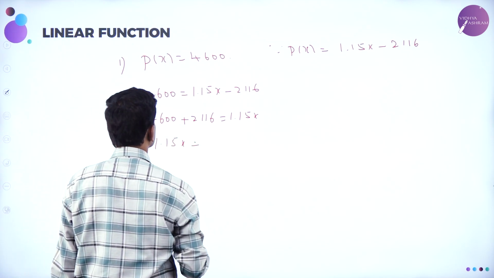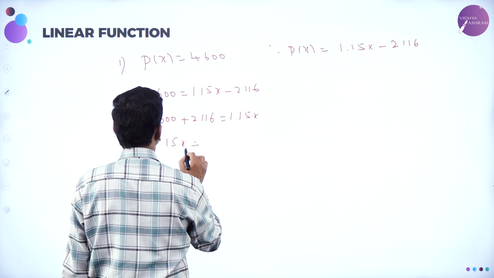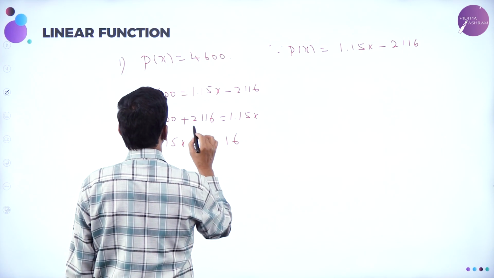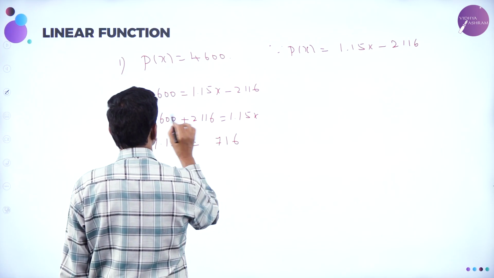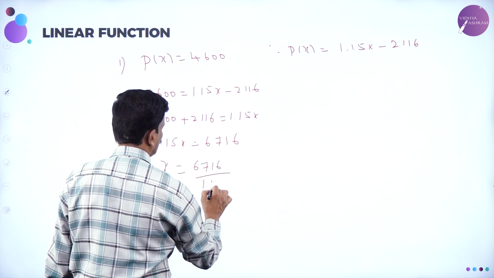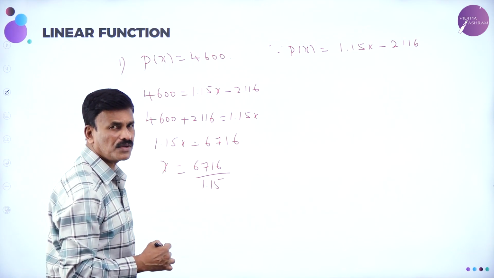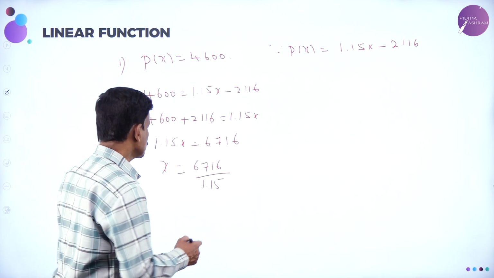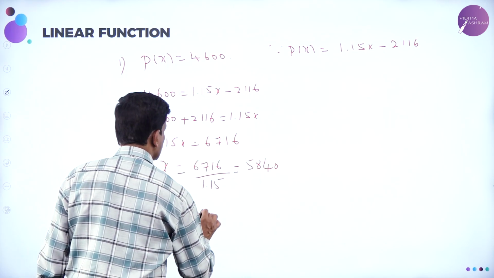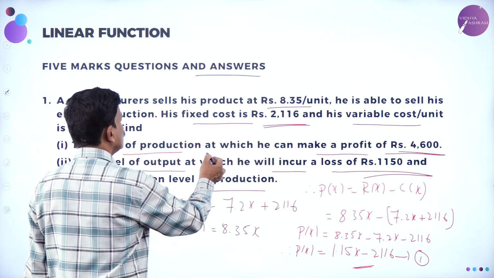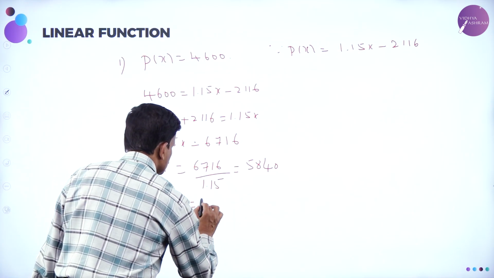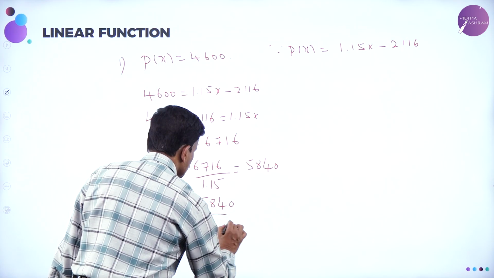1.15x is equal to, add this. What is this equal to? 4 plus 2 is 6, 1 plus 6 is 7, 4 plus 2 is 6. So therefore x is equal to 6716 divided by 1.15. This will give us the value of x. That's it. What is this equal to? This is equal to 5840. So the first answer, x is equal to 5840, that is the level of production at which he can make a profit of rupees 4600. The production is x equal to 5840, the first answer.